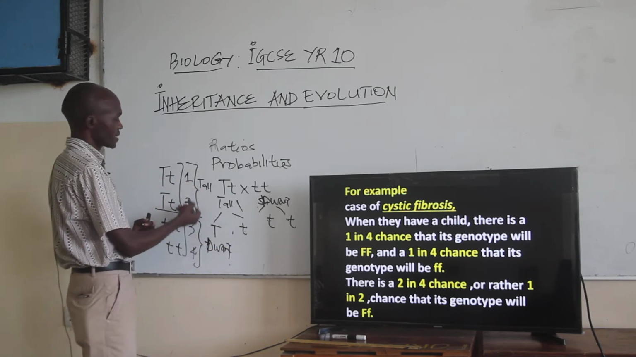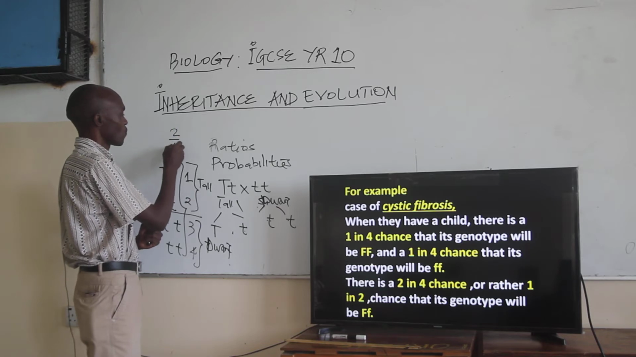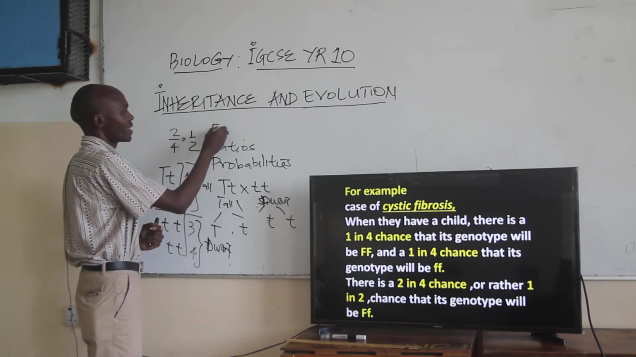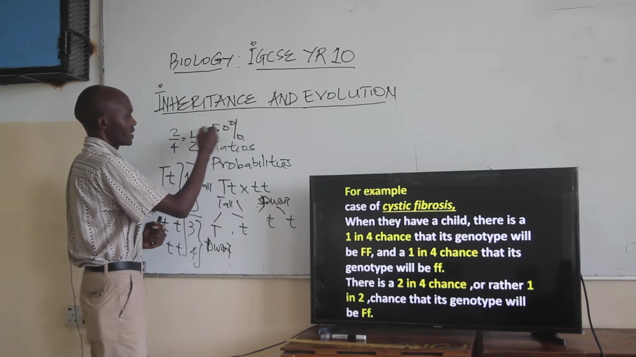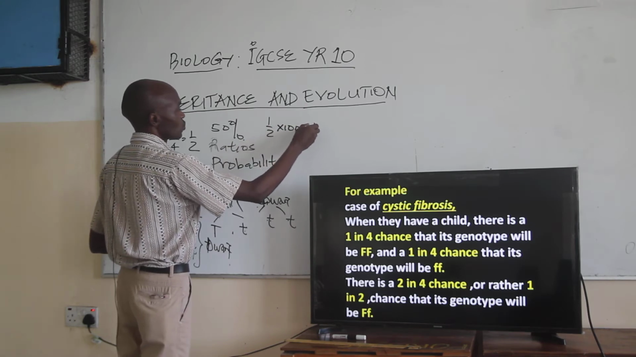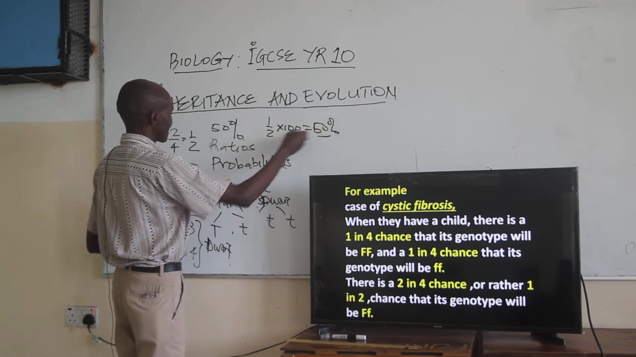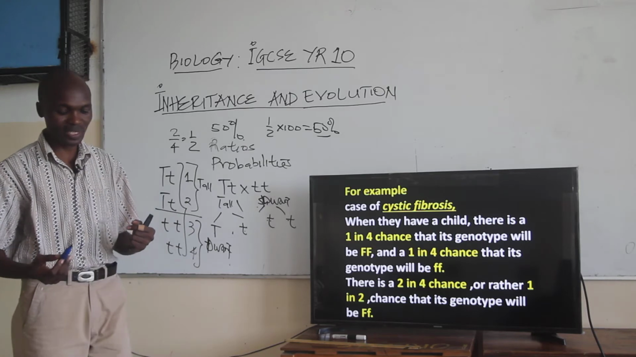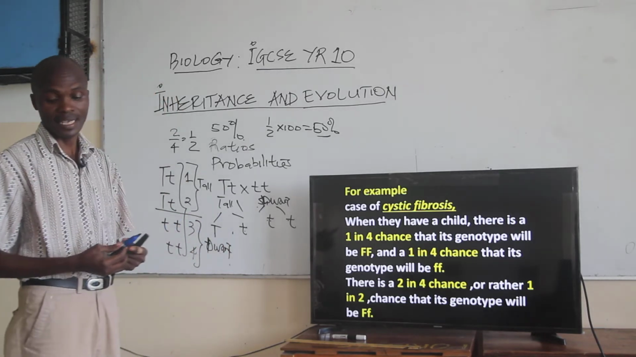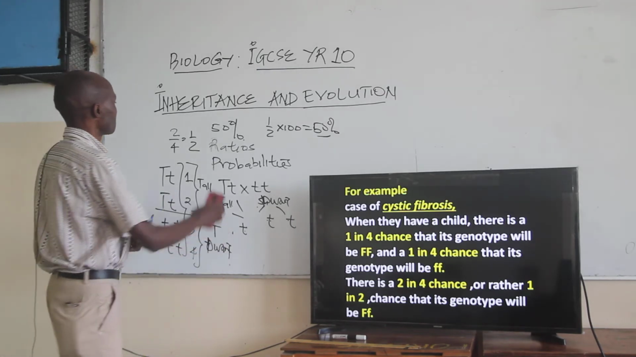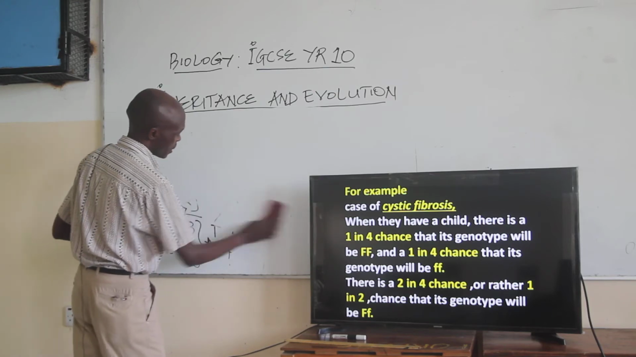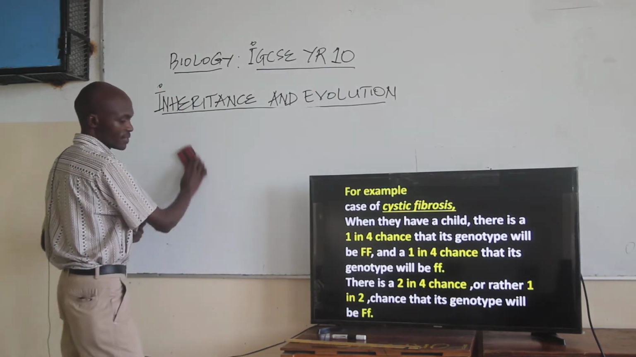So if this is actually 2 out of 4, which is actually a half chance, or better 50%. In other words, that is a half out of 100 possibilities, that will give you 50%. So that's what we are saying in terms of probability, expressing the chances that are likely to occur.